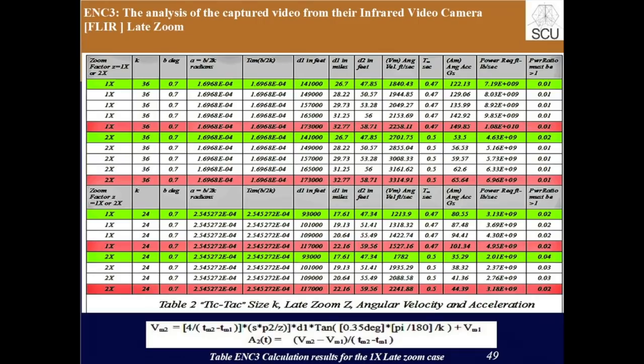I think the early zoom is actually what we should use, but I did it as a kind of devil's advocate. In that case, the F-18 only has about 1 or 2% of the power, maybe 4%, to do the maneuvers that we saw.